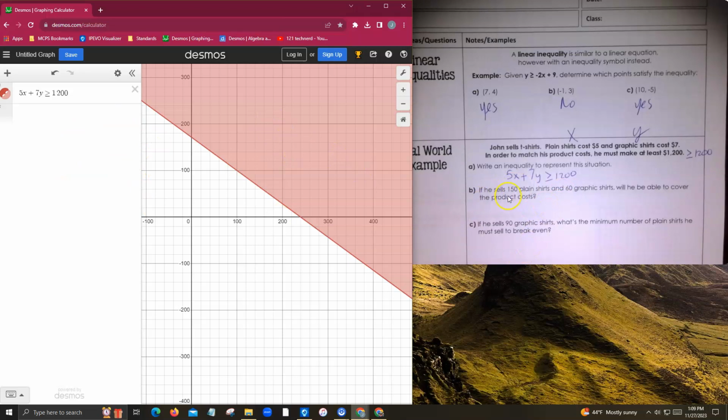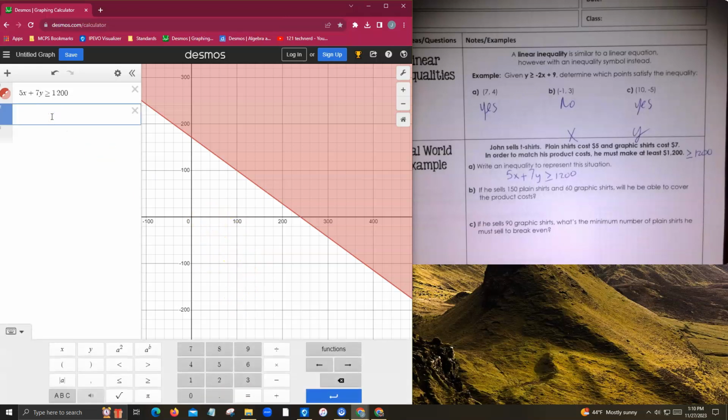All right, he sells 150 plain t-shirts and 60 graphic shirts. Will he be able to cover the product costs? So here's his line right here. Anything over the 1,200 is over here, and anything under $1,200 is going to be there. Basically he has to make at least 1,200, which means this dark red line right here, or more. If he makes under 1,200, he's going to be in the white, which means he's in trouble. That means he's not going to cover his product costs.